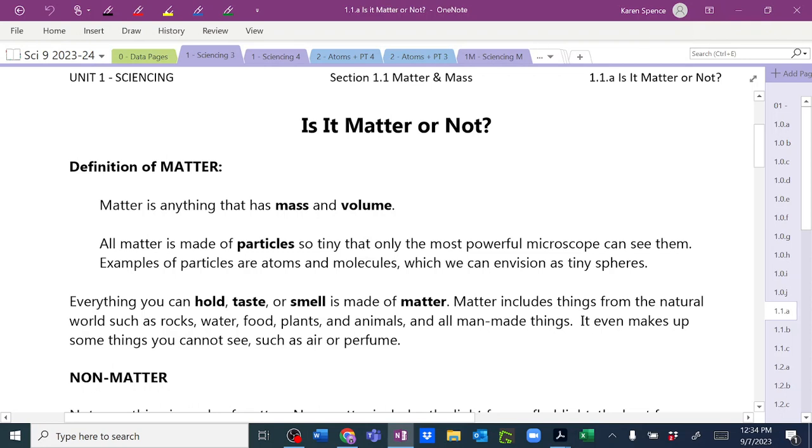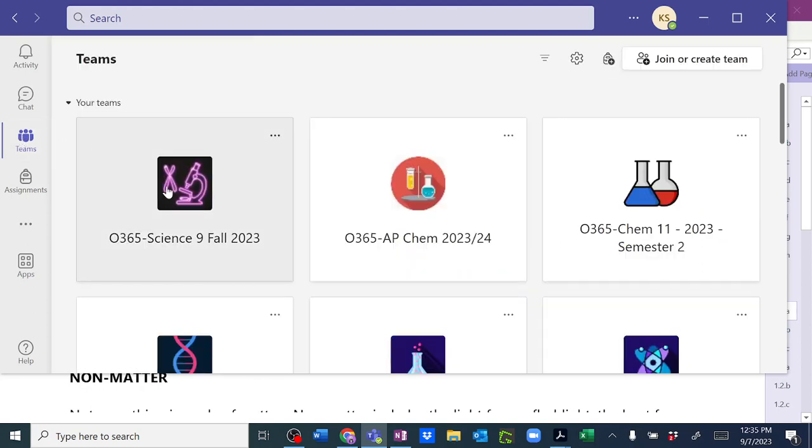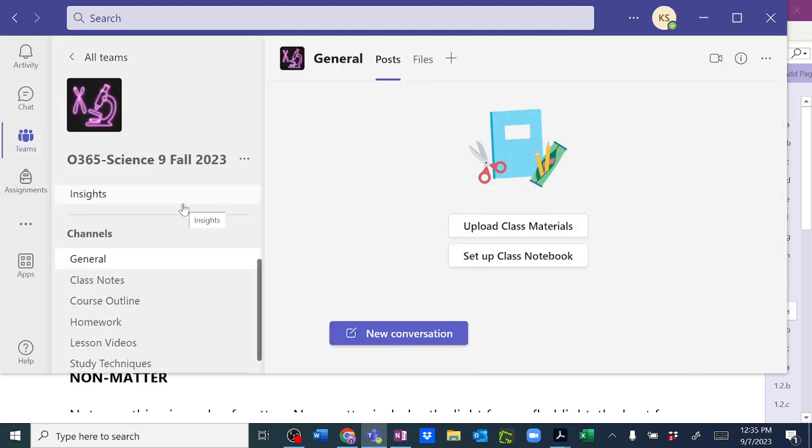And we're going to start on Teams once again because we're going to take a little look at another one of those study techniques. Again, we do not want AP Chemistry. Science 9 sounds a bit better. There we go.